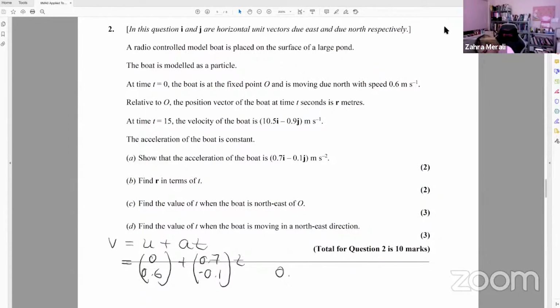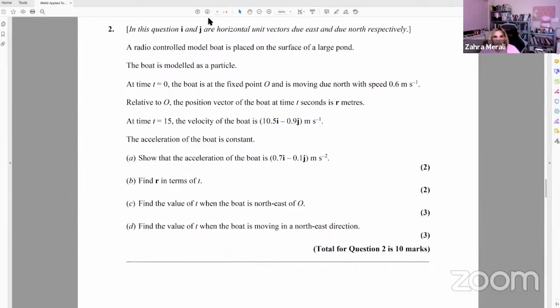So you're going to get 0.7 t equals 0.6 minus 0.1 t. And you rearrange that and you get t equals 0.75 seconds. Right, next question.